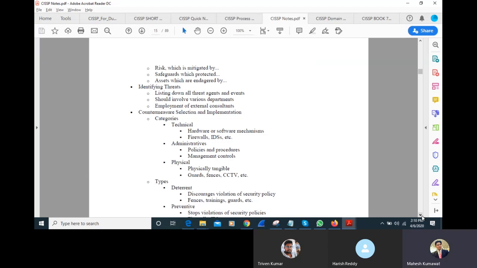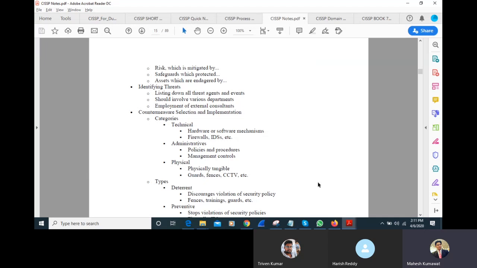Listing down all the threat agents and events should involve various departments, and the employment of external consultants, for countermeasure selection and implementation. We have technical controls, where we can use hardware and software mechanisms. Administrative controls are policies, procedures, and management protocols. And we have physical controls, tangible safeguards.